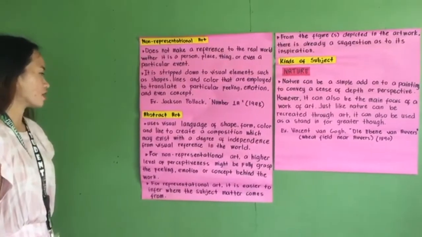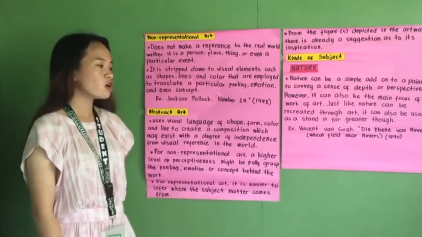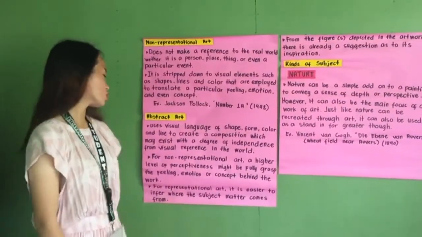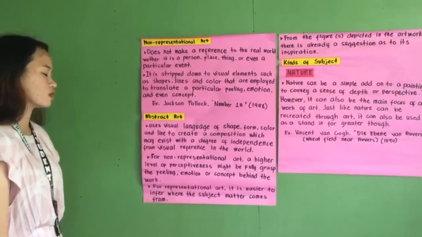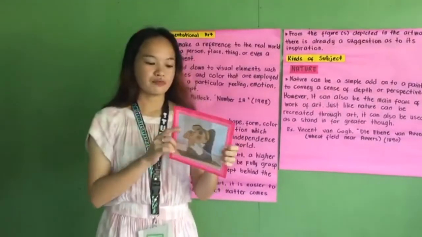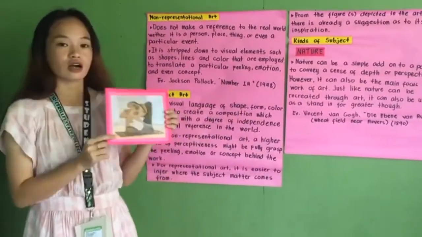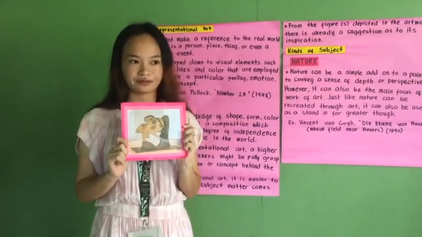Next is abstract art. Abstract art uses the visual language of shape, form, color, and line to create a composition which may exist with a degree of independence from visual reference in the world. For example, the paintings of Pablo Picasso. You can see the abstract art in this picture. This is an example of abstract art.